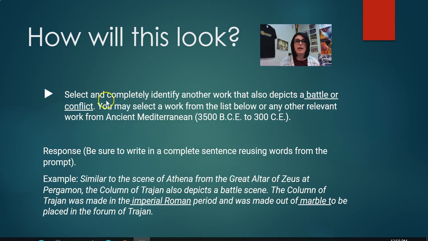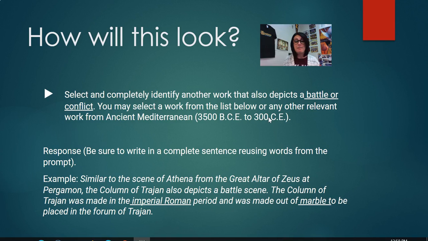All right, this is the wording that you're gonna see. It'll say select, which means choose, and completely identify another work of art that also depicts a battle or conflict. So that's what it's going to be looking for, battle or conflict. Now also note here that it says from ancient Mediterranean forward, right? That means you can't do prehistoric. You can't go back before ancient Mediterranean.